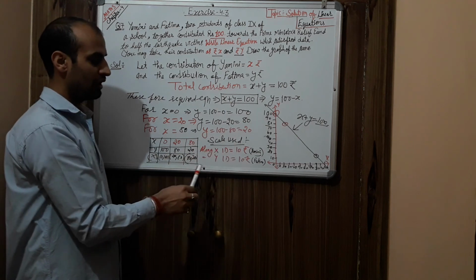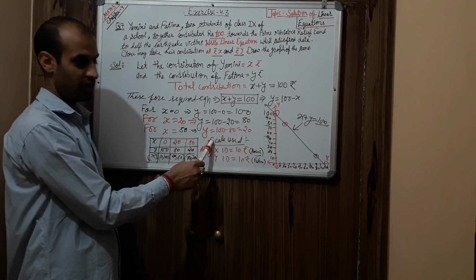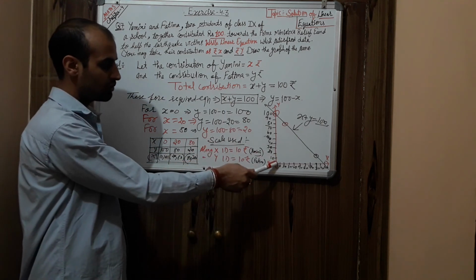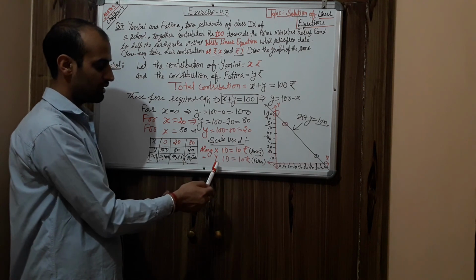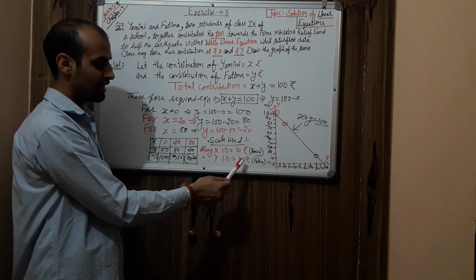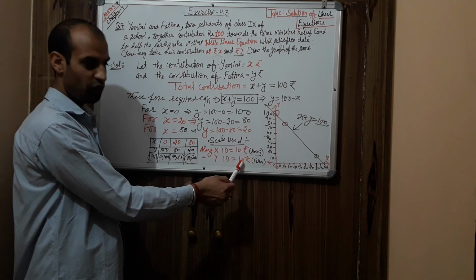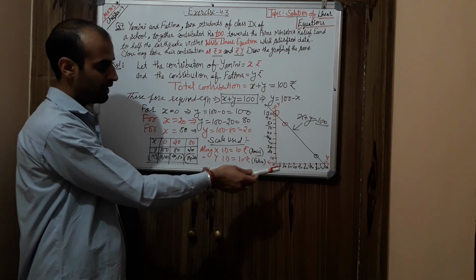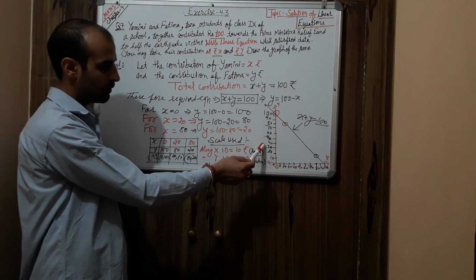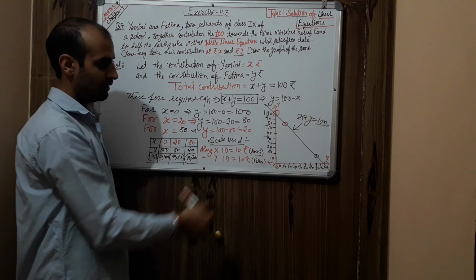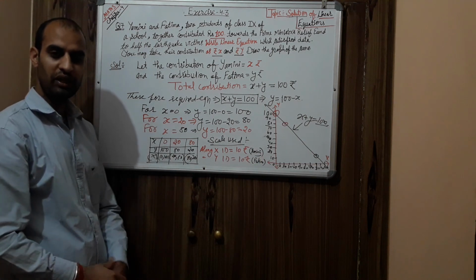Then make a table and select the scale. This is very important. Here we are selecting one small column equal to 10 rupees, and along the y-axis also one column equal to 10 rupees. And you need to write here that this is the rupees given by Fatima and Yamini. I hope, my dear student, this is clear to you.